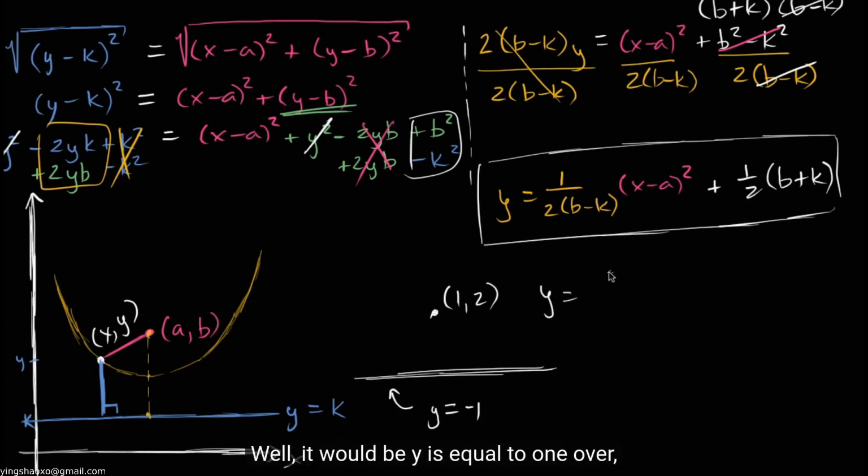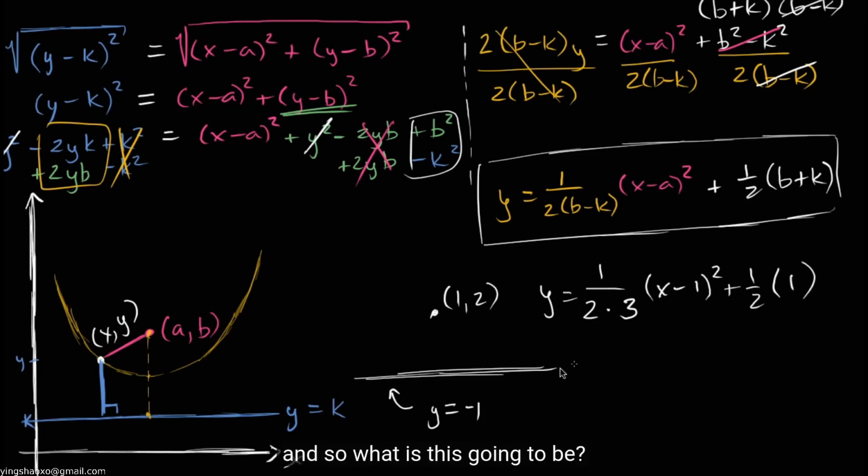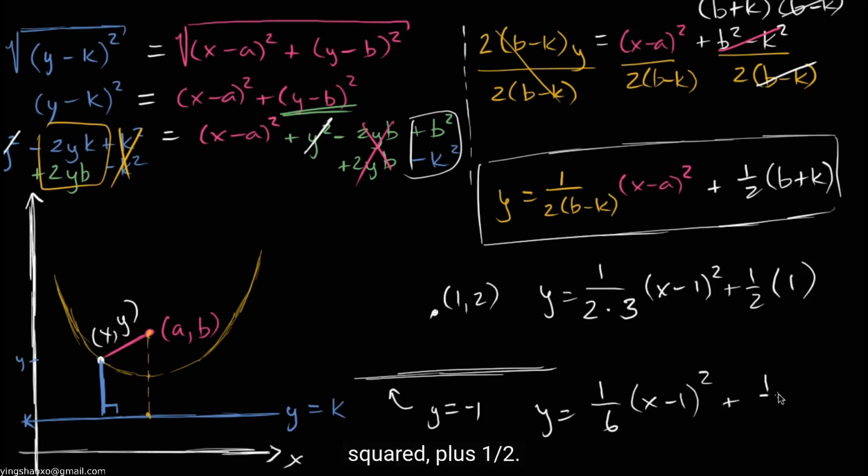Well, it would be y is equal to 1 over 2 times b minus k. So 2 minus -1, that's the same thing as 2 plus 1. So that's 2 times 3, times x minus 1 squared plus 1/2 times b plus k. 2 plus -1 is 1. So 1. And so what's this going to be? You're going to get y is equal to 1/6 times x minus 1 squared plus 1.